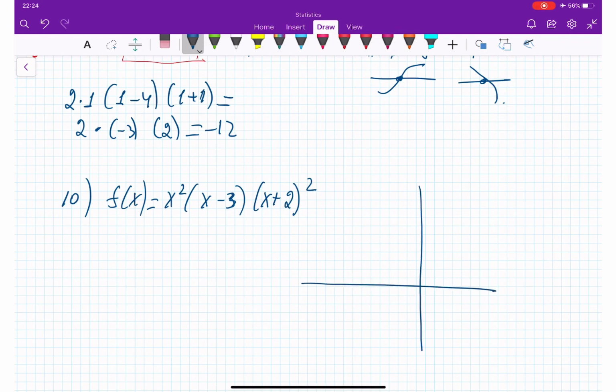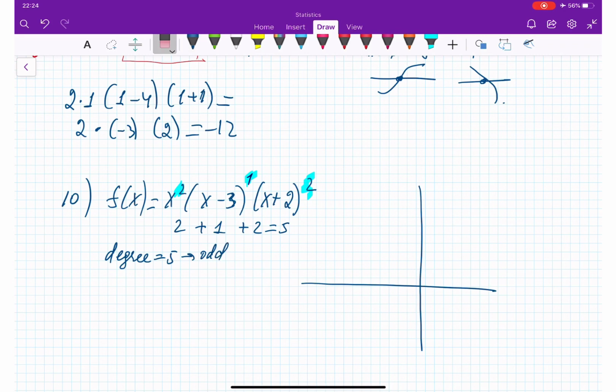How much is the total degree? We have here 2, we have here 2, and here we have 1, right? So the degree is going to be 2 plus this 1 plus this 2, so it's going to be 5. Okay, it's odd. Yes? Degree is 5. Odd.